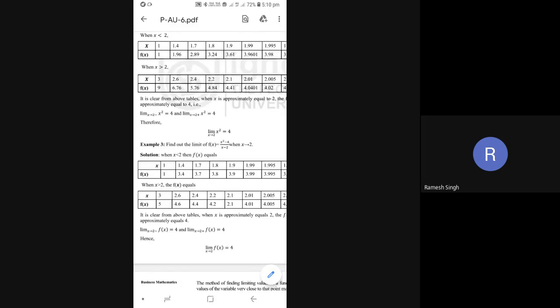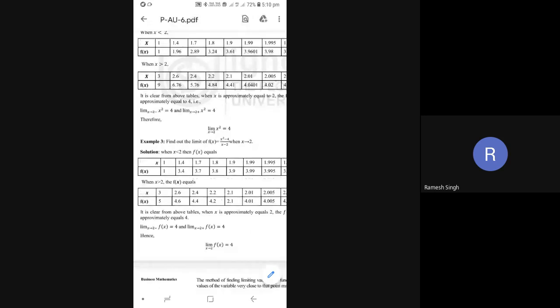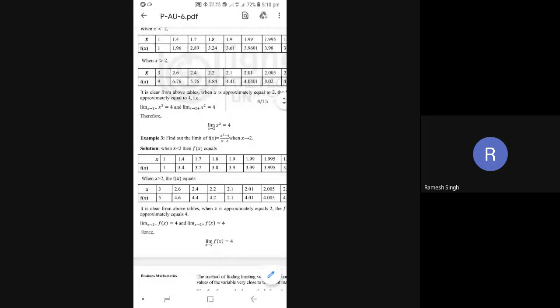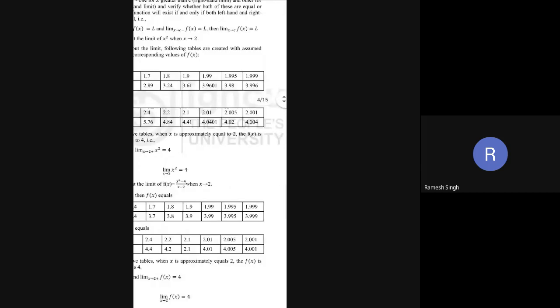Okay, if you see 1 square minus 4 divided by 1 minus 2, that is minus 3 by minus 1. So it will become 3. Similarly, if you continuously substitute 1.4, 1.7, there is no restriction on taking values. Here it is written 1.4, 1.7. You can take it as 1.3 also, 1.5 also. No restriction. In this way, the less than 2 side is taken.